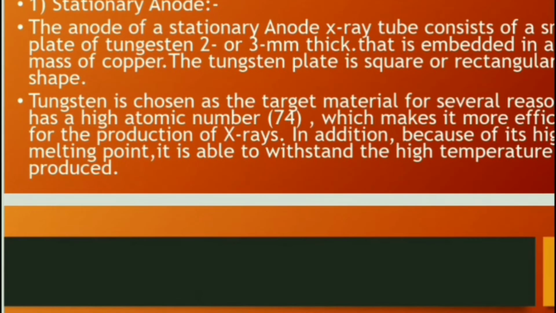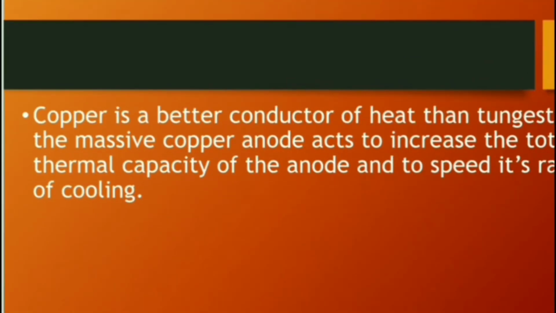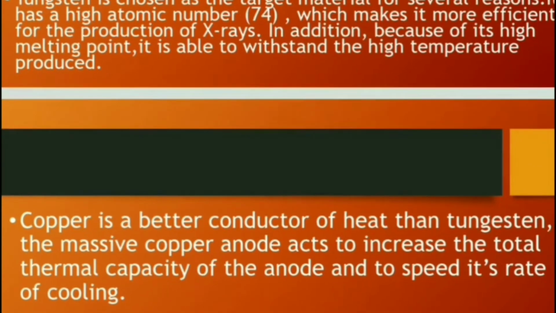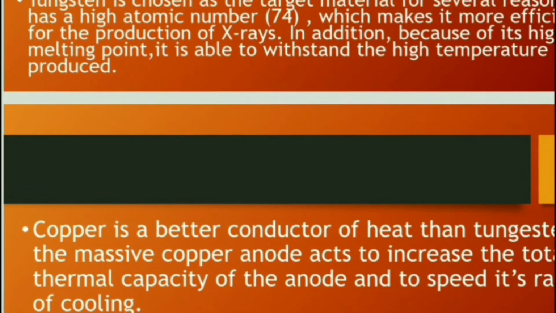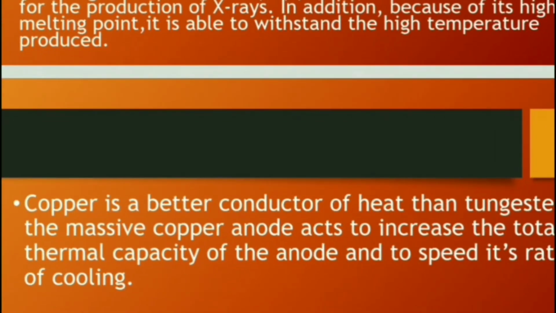Now moving towards the anode, which is a very important part of an X-ray tube, because this is the part where X-rays are produced. Anodes are actually positive electrodes, as I have already informed you. When we talk about the anode of an X-ray tube, it can be of two types, either stationary or rotating. Stationary is an ancient one which is not used nowadays, but today we use the rotating anode.